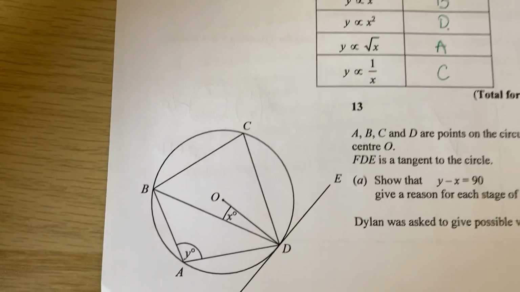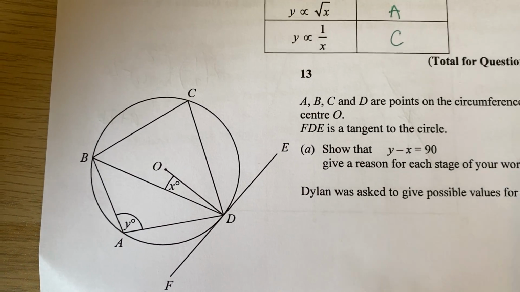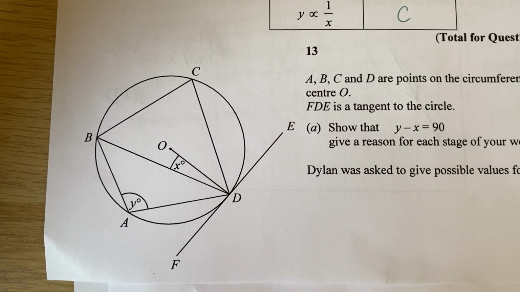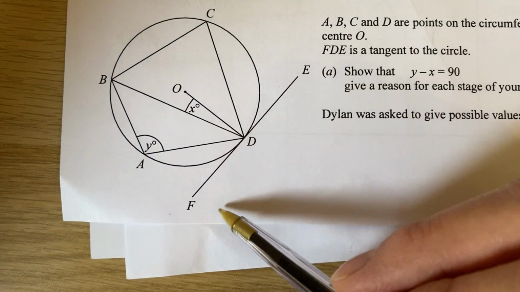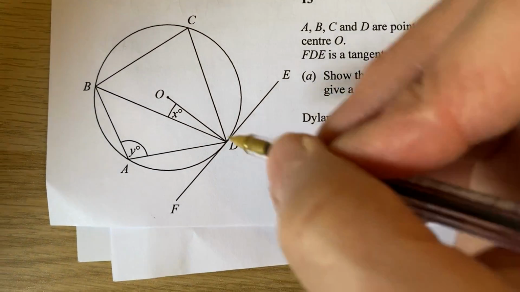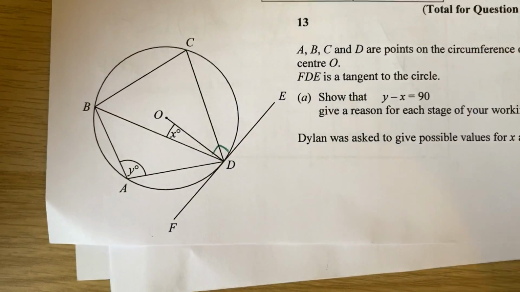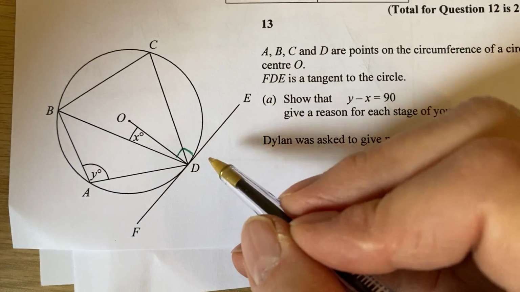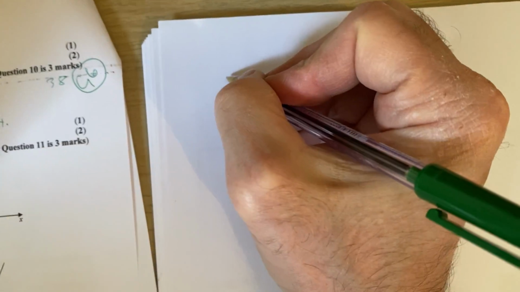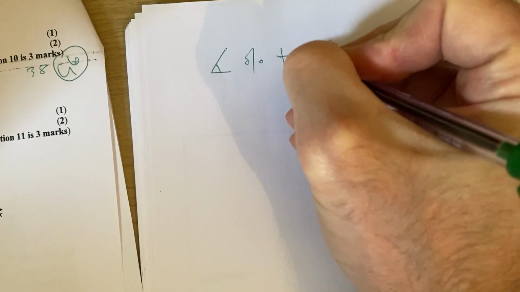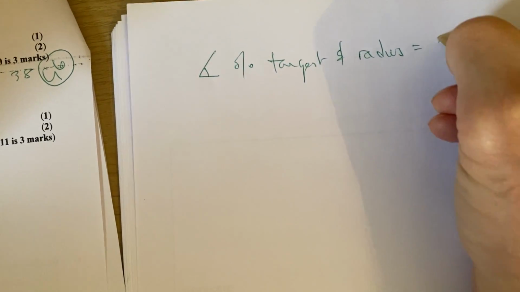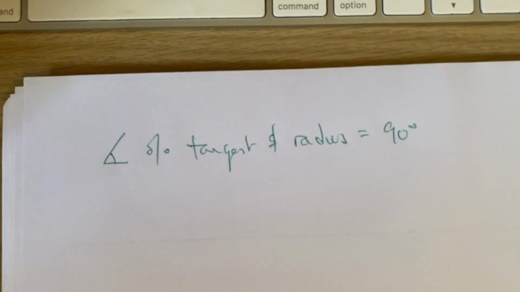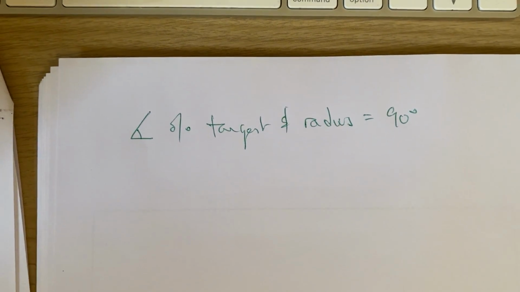Circle theorem. Oh, I like circle theorem. Okay, it says A, B, C, and D are points on the circumference of a circle with the center O, and FDE is a tangent. So I immediately know that's 90 degrees there. And I've got to show my reason as well, but I know. So I'm going to put here: angle between tangent and radius equals 90 degrees. Okay, and you might want to put that in words, but that's how I'm going to write it out. So I know that. So immediately that helps me with that.